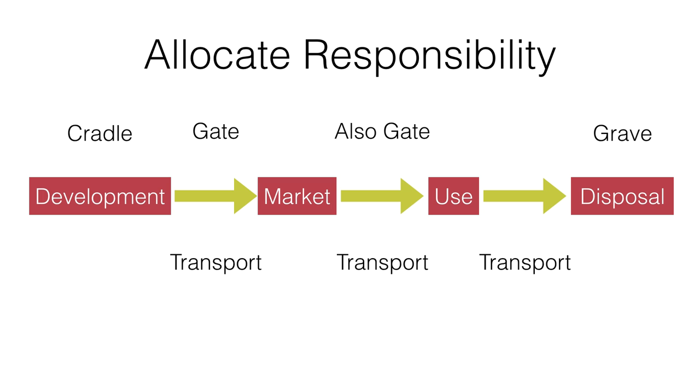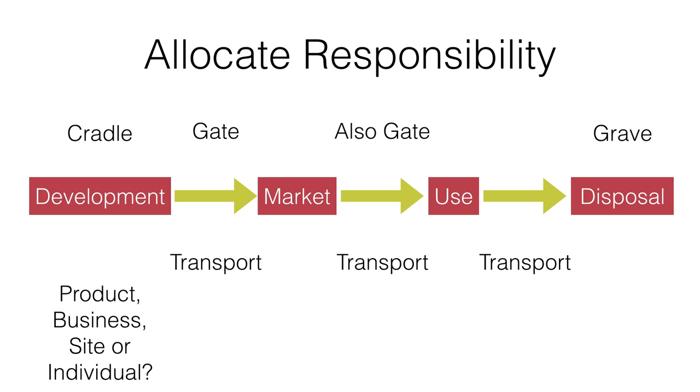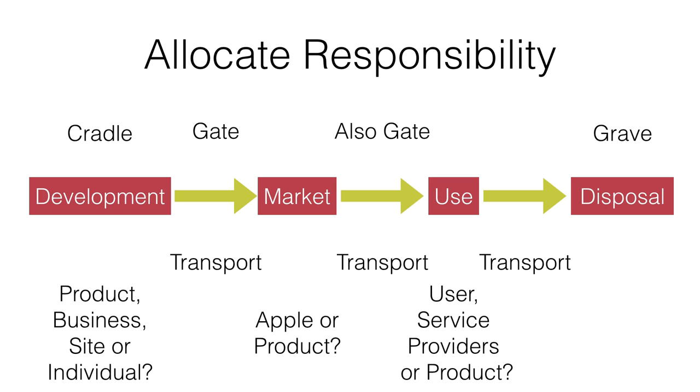And then you need to allocate responsibility for these. At the development phase, is it the responsibility of your product, your business, the site, or the individual? At the market, is it the responsibility of Apple or is it the responsibility of you? At this point, I think it's probably Apple. They give you no control over that sort of thing. So they can have that one. At use, are the usages the user's fault, your service provider's fault, or your fault? And again, at the grave, I'm not exactly sure what's going on there, but you have to think about who all the players are and who the impacts belong to.